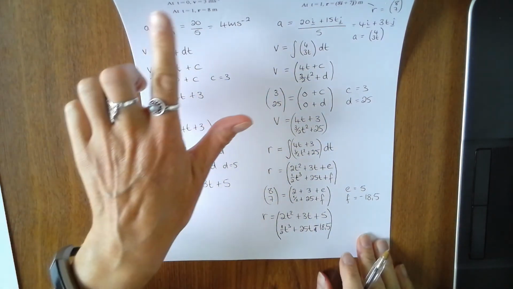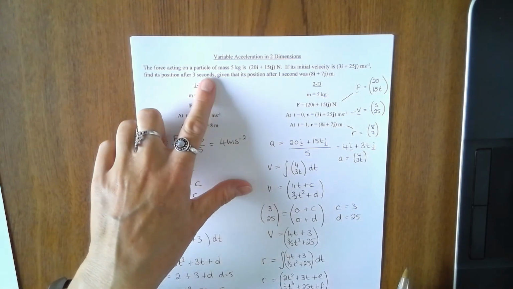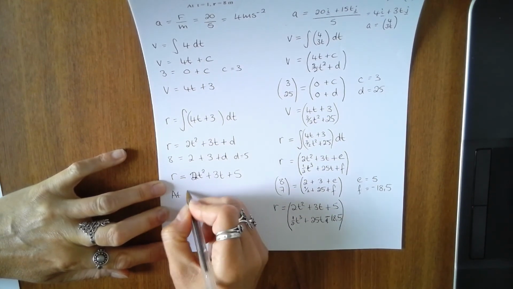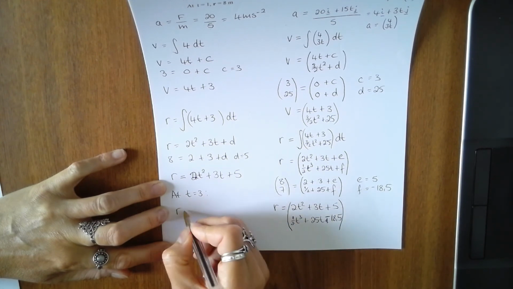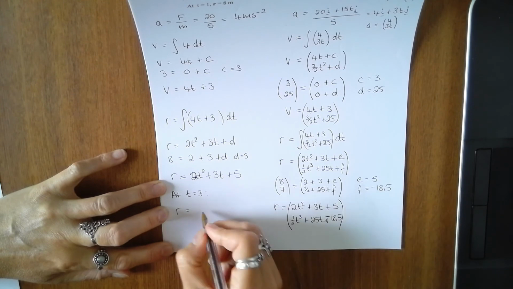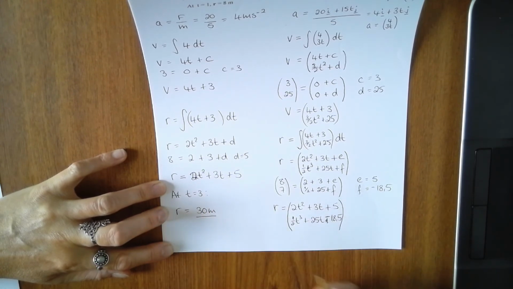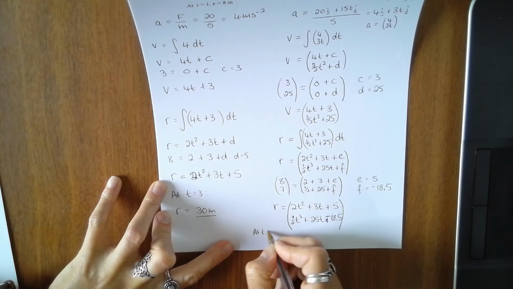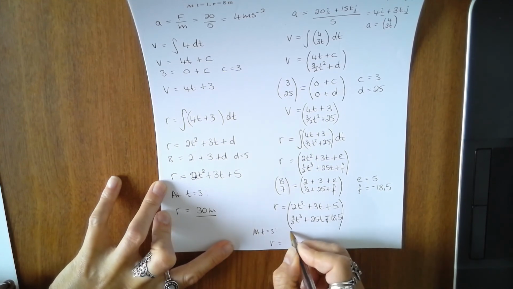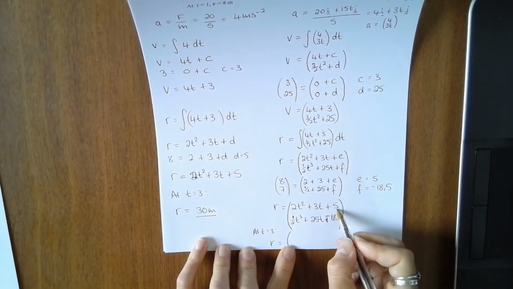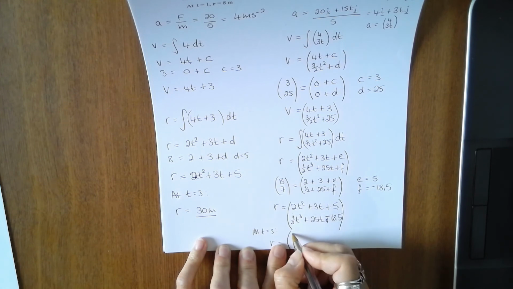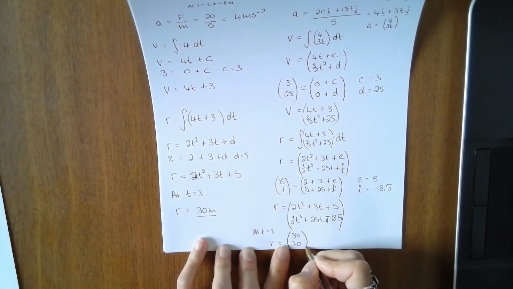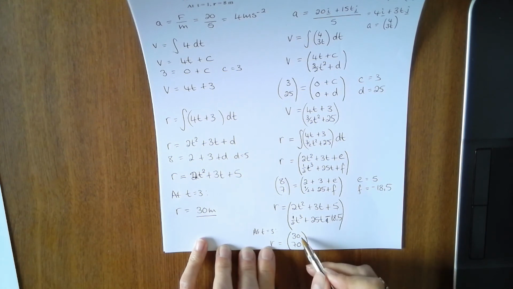So the question asks us to find the position after 3 seconds. So if I'm just doing that in one direction, I'll substitute at t equals 3, r equals, and I substitute 3 into that, I get 30 meters. In the two-dimensional scenario, r at t equals 3, r equals, and I substitute 3 into this expression here and I get 30. And when I substitute 3 into this expression here, I get 70. So the position relative to the origin is (30, 70).